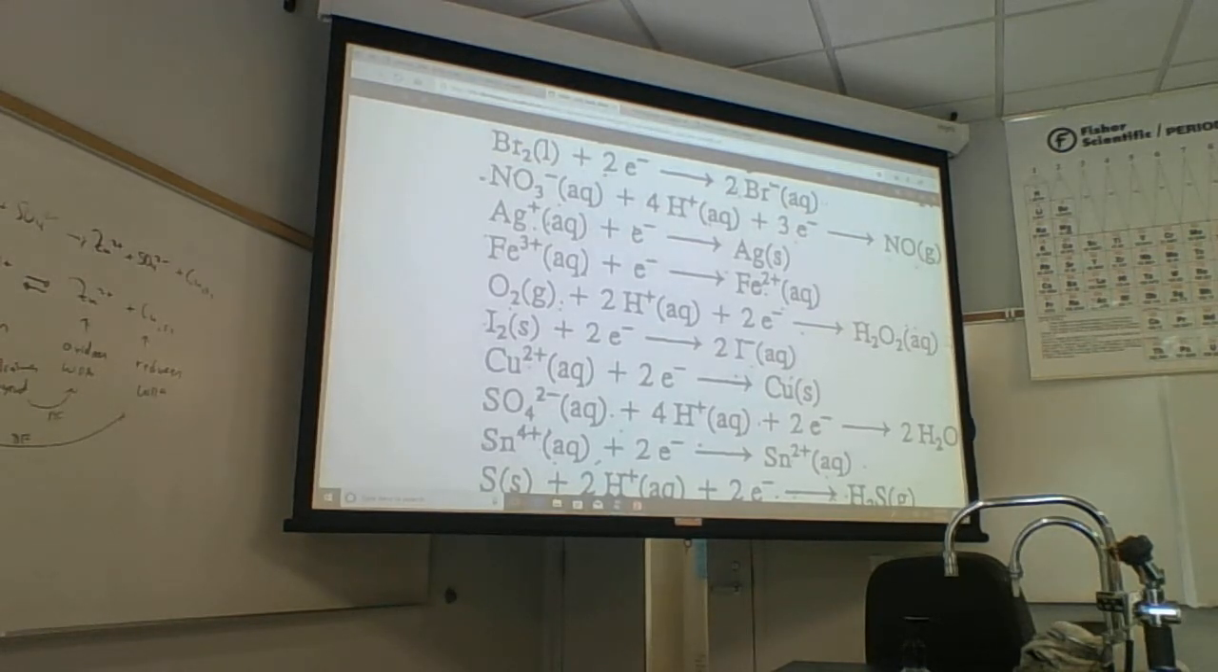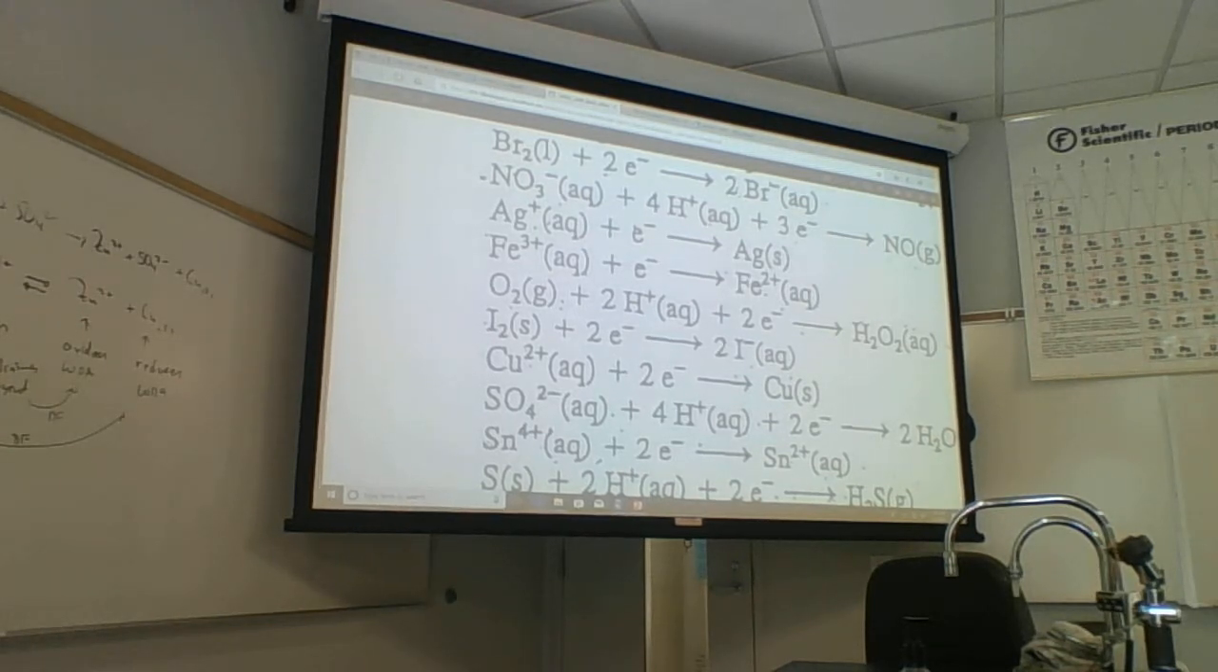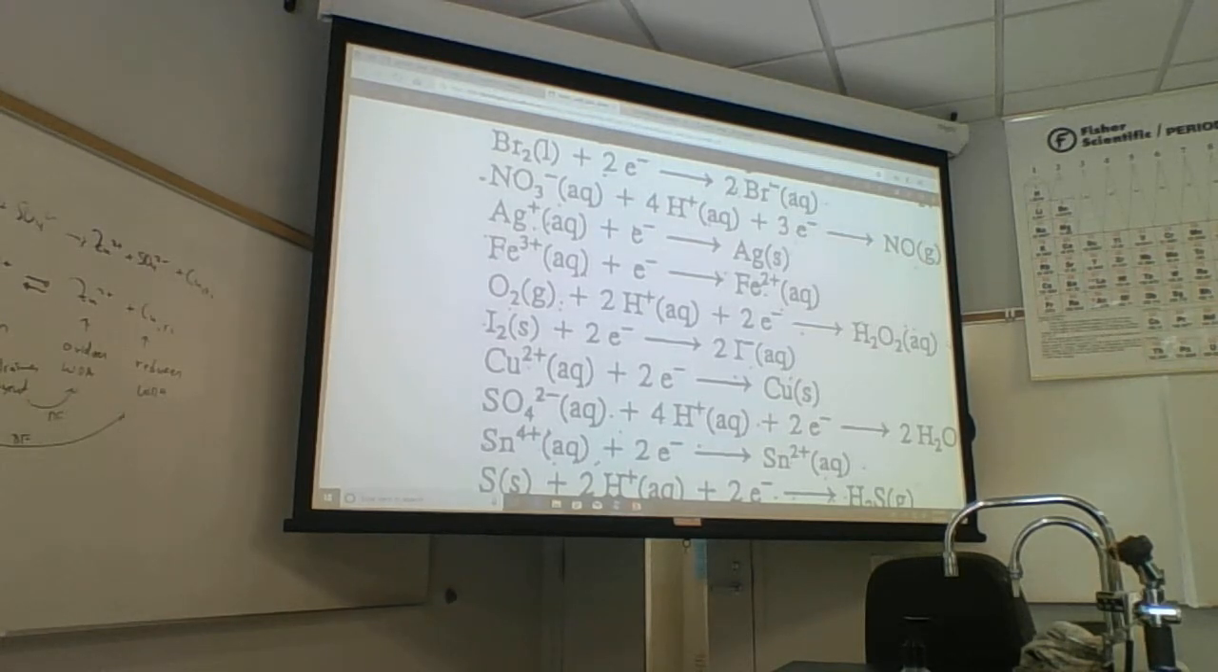More active, less active. Less active is more stable. So there's a driving force this way. So we expect a reaction. If there's going to be a reaction here, let's go ahead and balance it.